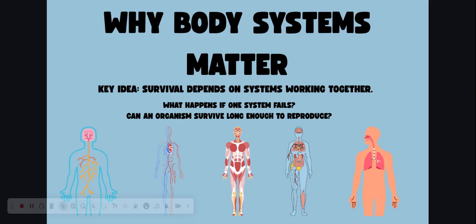Why body systems matter. Body systems are like teams working together to keep organisms alive. Think about this. What happens if one system fails? For example, if your lungs stop working, can your circulatory system still deliver oxygen? Survival depends on these systems working together, and organisms must survive long enough to reproduce if their species is going to continue.